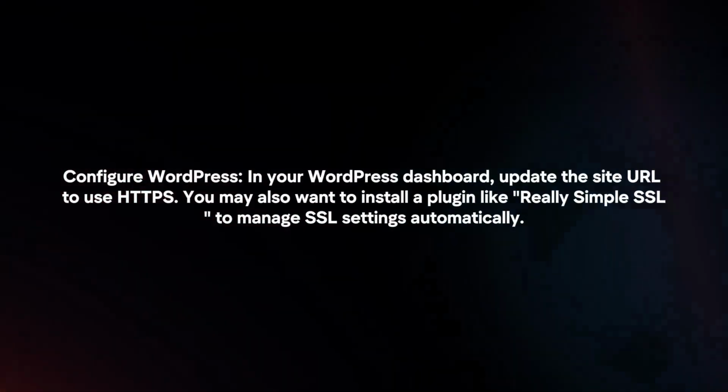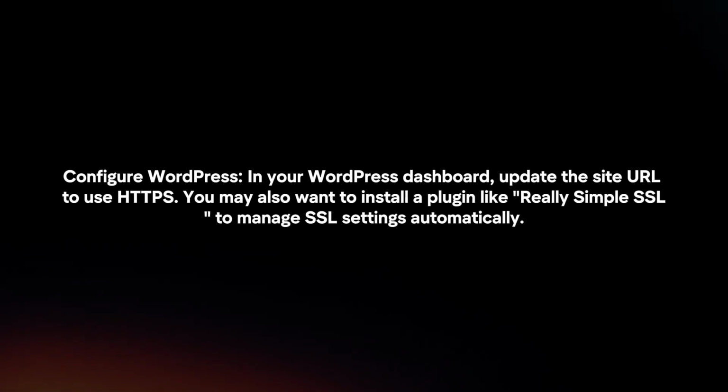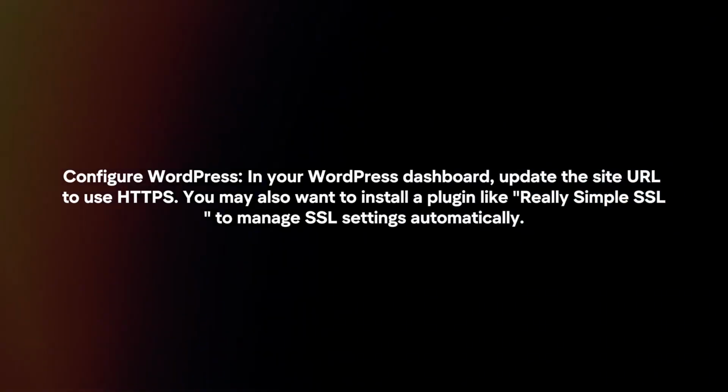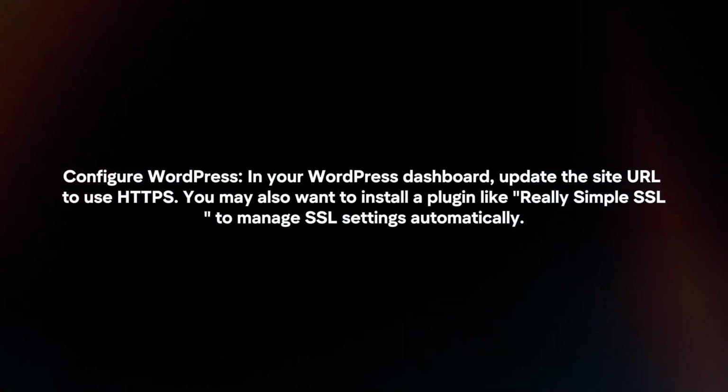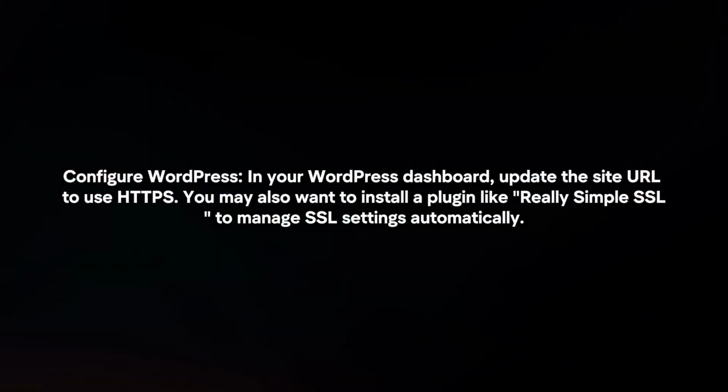Configure WordPress. In your WordPress dashboard, update the site URL to use HTTPS. You may also want to install a plugin like Really Simple SSL to manage SSL settings automatically.